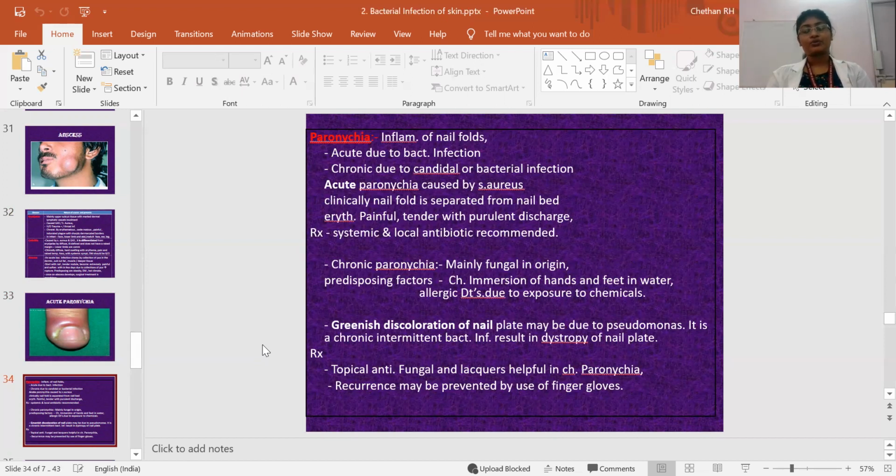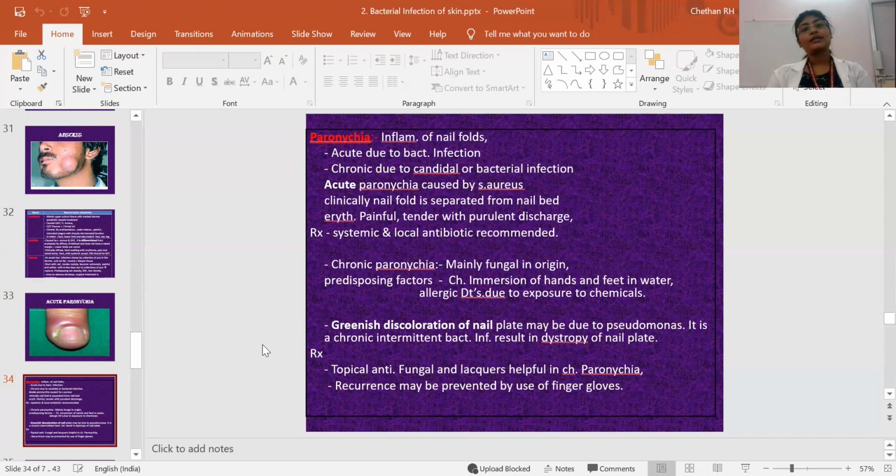Now, coming to chronic paronychia, which is mainly caused by the fungus candida as well as some other bacteria. Predisposing factors are chronic immersion of the hands and feet in water, like for a washerwoman. You can see a chronic paronychia. It can also be occupation related, for those who are dealing with chemicals. Due to chronic handling of these chemicals, they can also get a chronic paronychia. Now, greenish discoloration of the nail plate may be due to Pseudomonas infection. As you know, Pseudomonas infection mainly manifests as green in color.